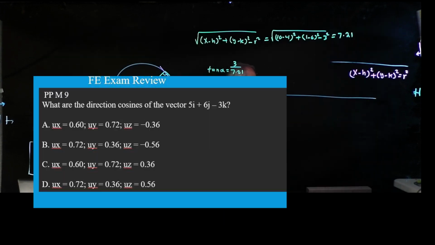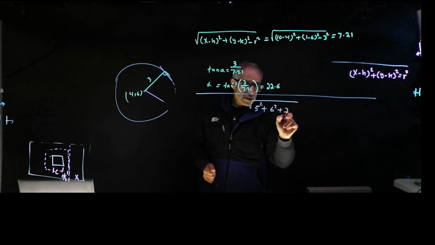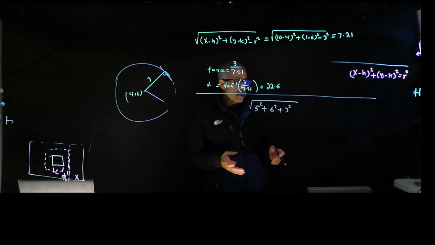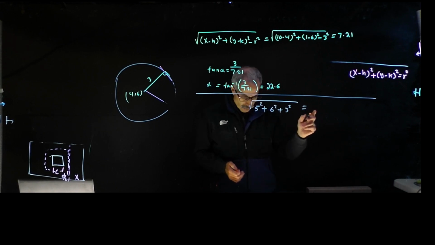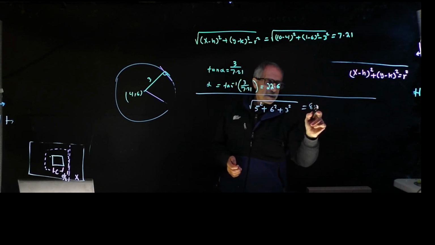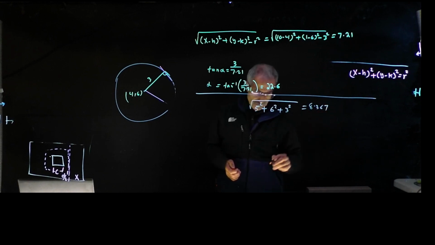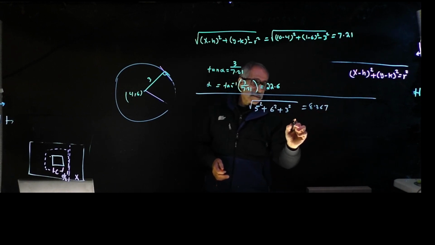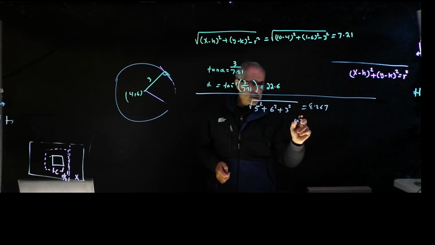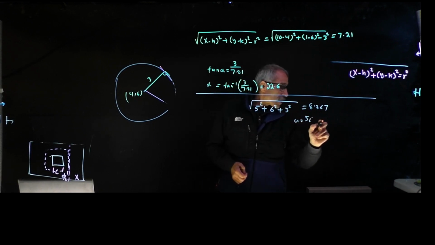Okay, look at the next problem. It says, what is the direction cosine of the vector? Well, let's get the length of the vector itself. It's going to be 5 squared plus 6 squared. This is a vector. It's really easy. And minus 3 squared, which will be plus 3 squared in this case anyway. We take the square root, and that comes out to 8.367.